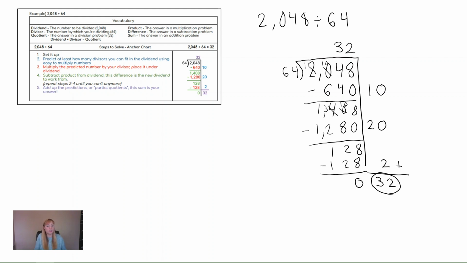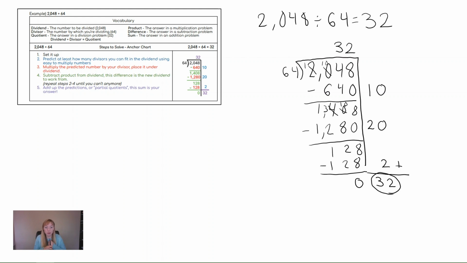It's really like using repeated subtraction to divide. I, in total, took out 32 groups of 64 from 2,048. So my answer, my quotient, is 32. That's how I solved the example problem at the top.